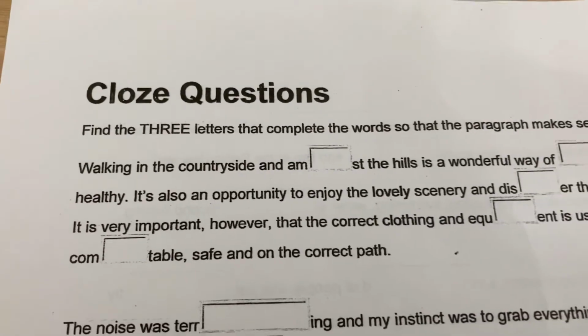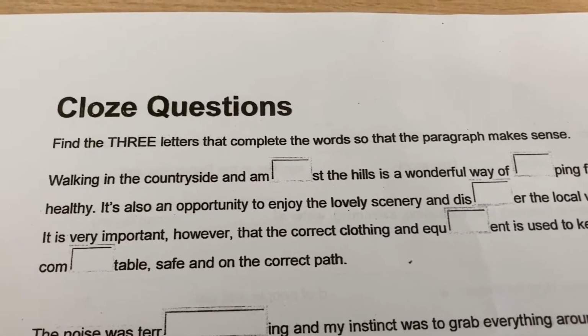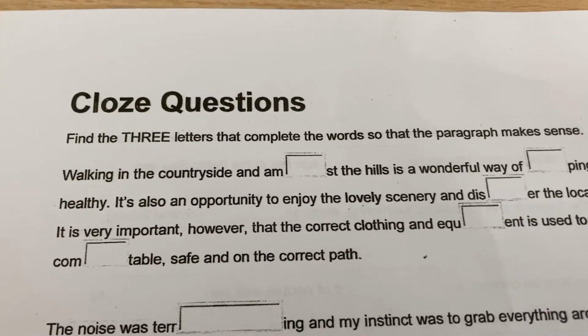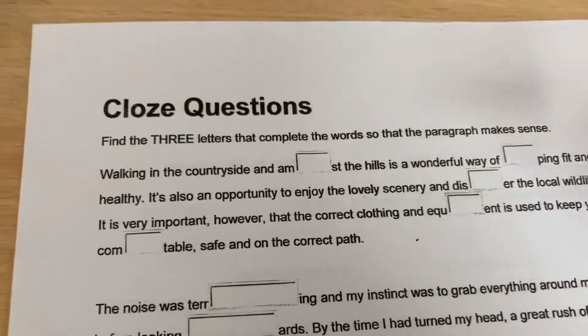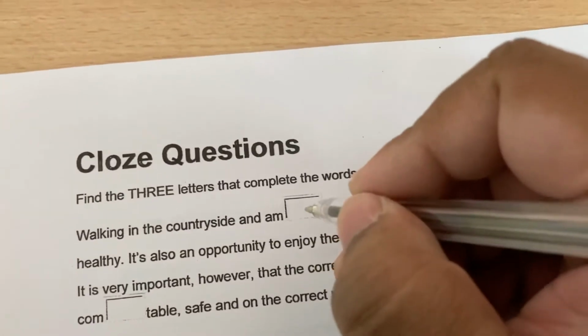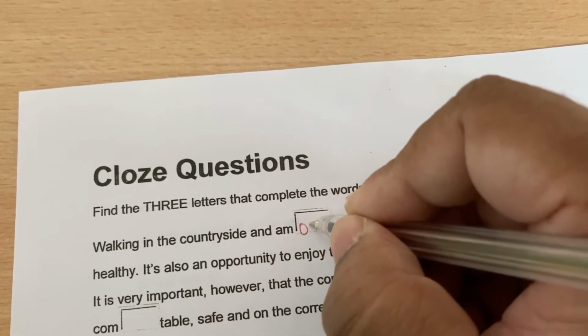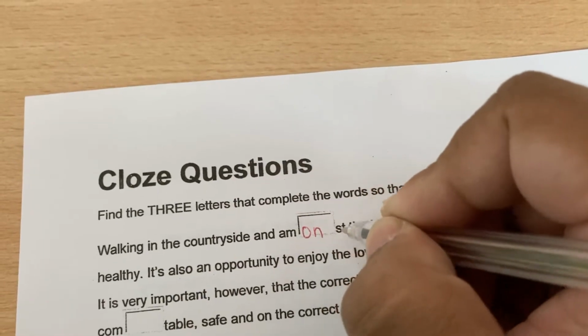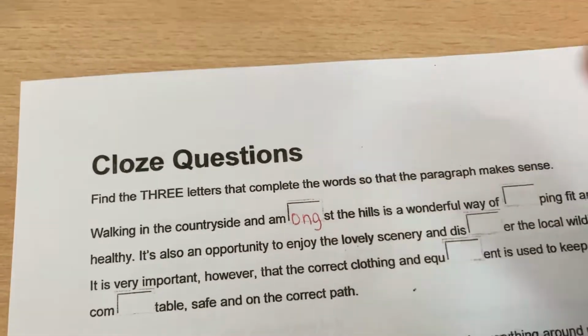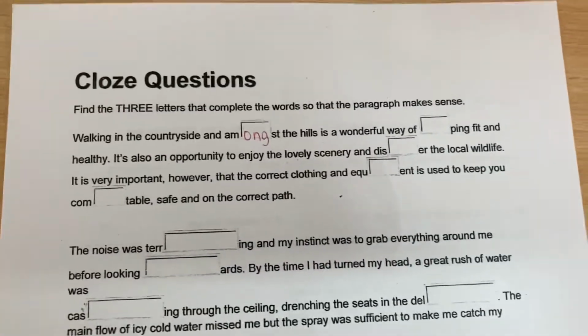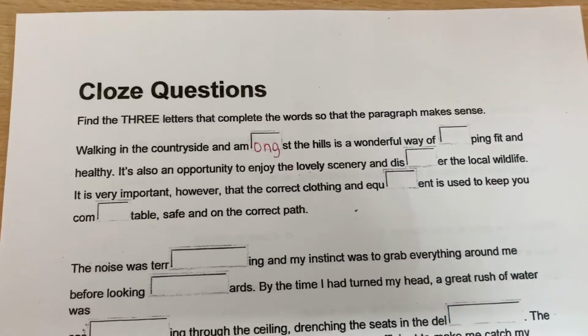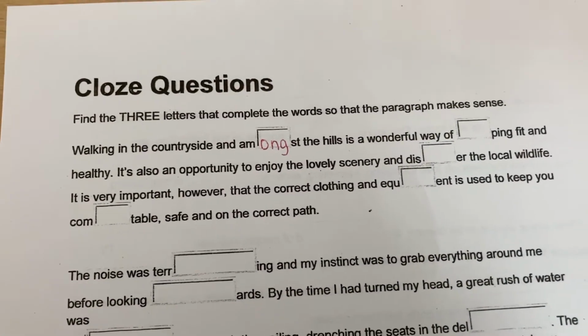Walking in the countryside and amongst the hills. Yes, that makes sense. Amongst the hills. So the 3 letters that are missing are O, N, G. And this task is also testing you on your spellings, so make sure you spell it correctly. Okay, so I'm going to go back and read it again.